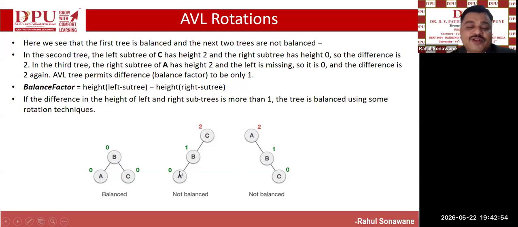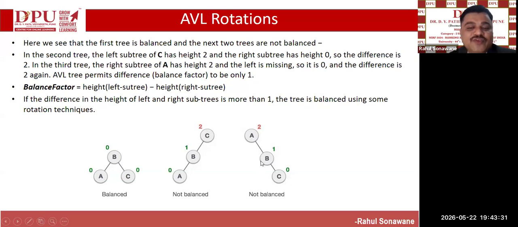Okay. Therefore, the height of the left subtree is 2 as there are two edges, and the height of the right subtree is 0. So 2 minus 0 is 2. And AVL has proposed that the balance factor must be between 0 and 1 only. Any value other than these is considered an unbalanced tree. So I can say that because C is getting a balance factor of 2, my tree is unbalanced. And the same is applicable over here.